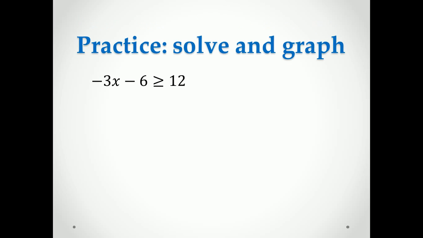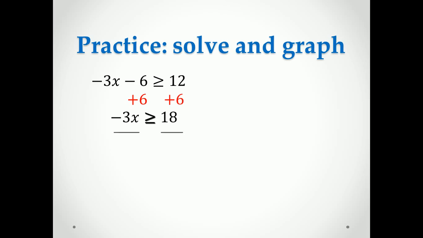Negative 3x minus 6 is greater than or equal to 12. Again, feel free to pause the video and try this one. Alright, let's see what we actually did. So we have to get negative 3x by itself. So we have to add 6 to both sides, leaving us with negative 3x greater than or equal to 18. Now to get x by itself, notice that since x is being multiplied by a negative 3, it means we have to divide by a negative 3.